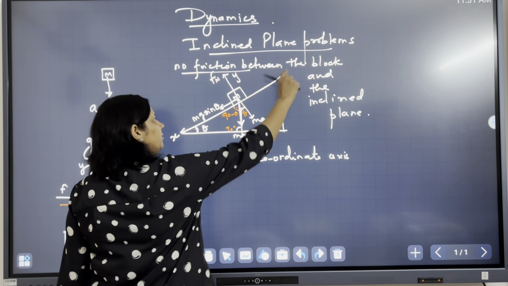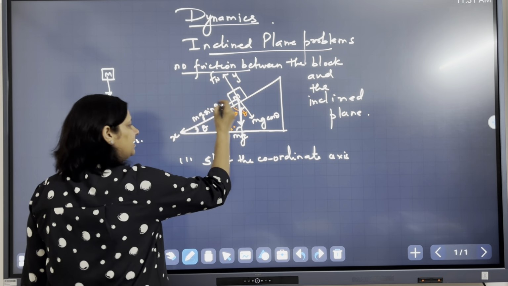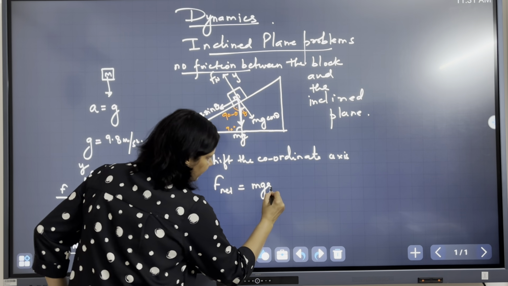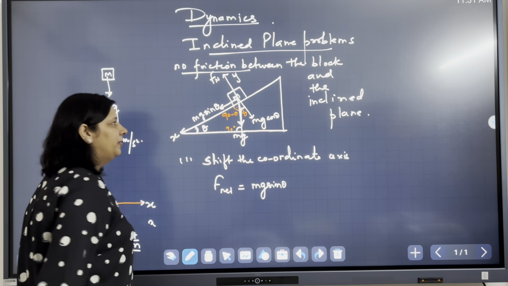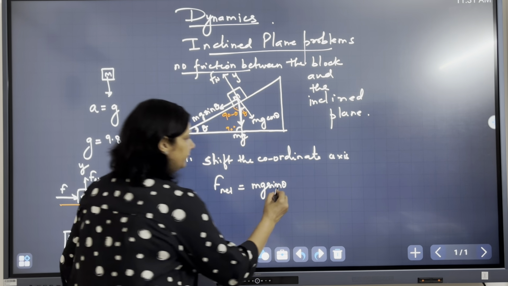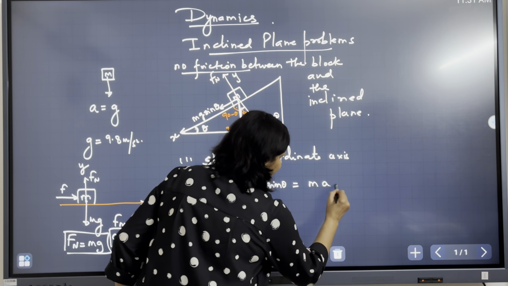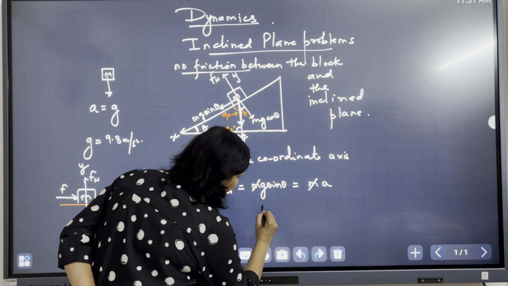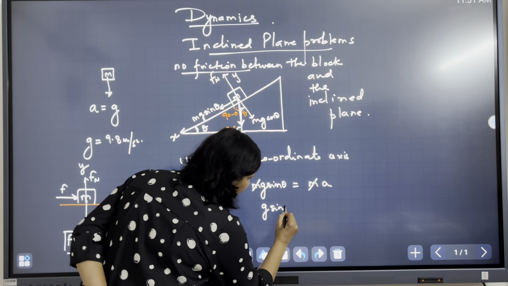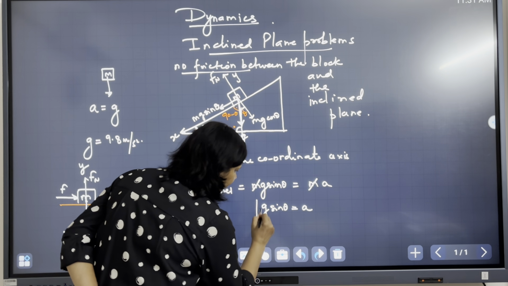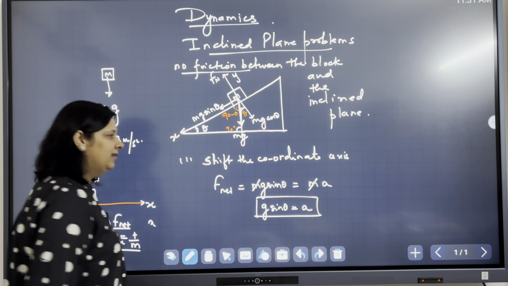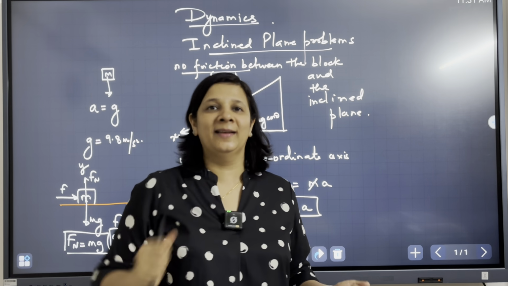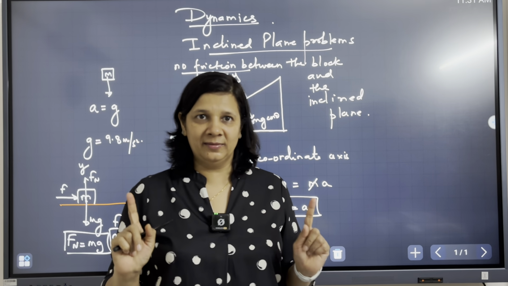So now along the incline, along the x-axis, how much is the net force? F net is equal to mg sine theta. And how do I find the acceleration? F net is equal to mass into acceleration, right? When I equate these two, m will cancel and acceleration will become g sine theta along the incline. This is the acceleration of an object which is moving along the incline on a frictionless surface, okay?